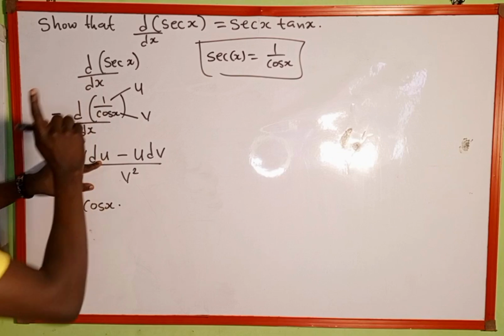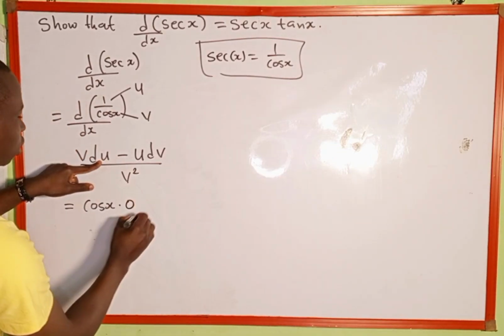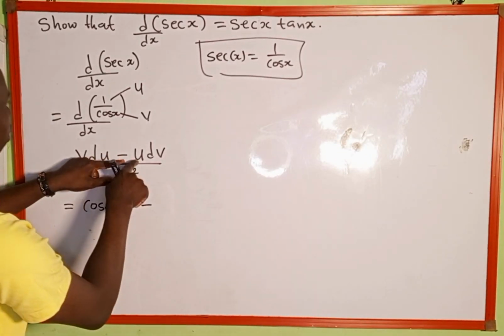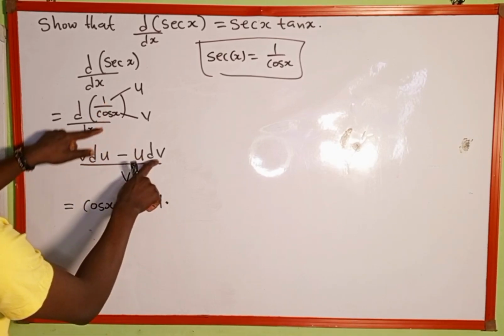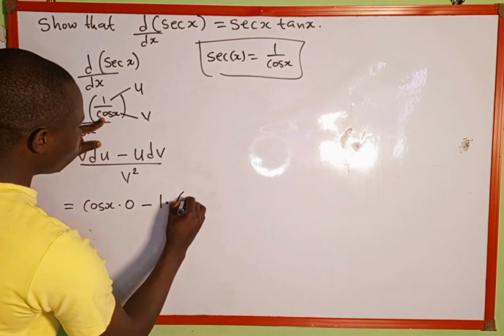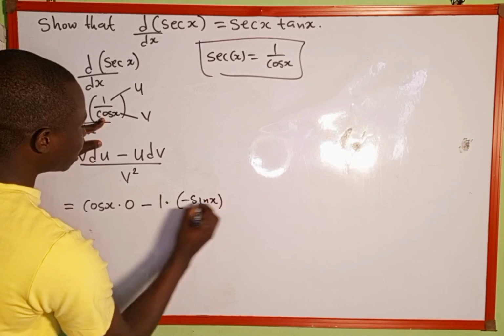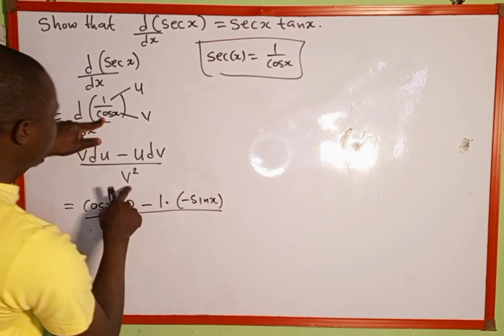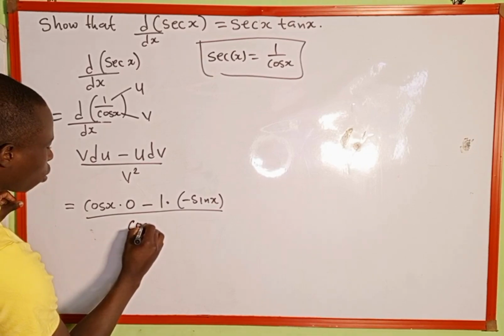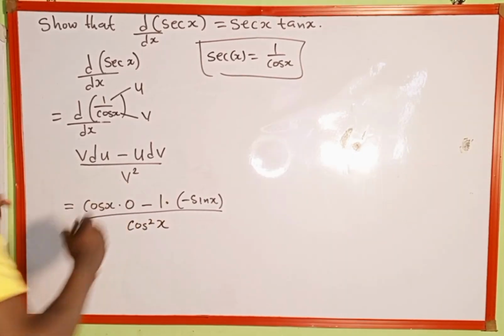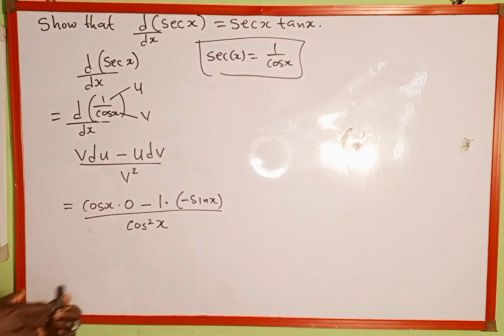If you differentiate 1, it is a constant, so it's going to be 0. Then minus, what is our u? Our u is 1, multiplied by dv. The derivative of cos x is going to give us minus sine x. Then everything all over v squared, and v is cos x, so cos x squared is the same as cosine square x.